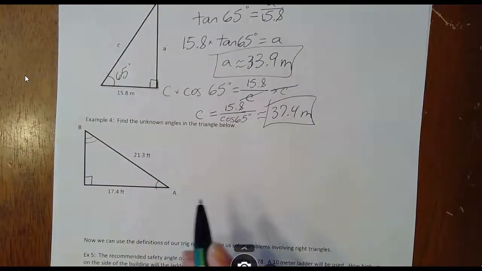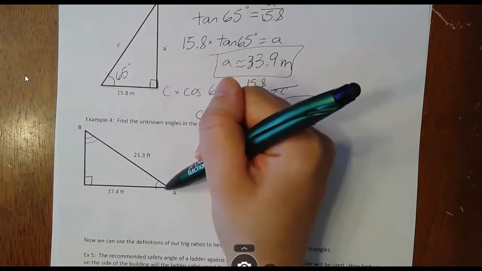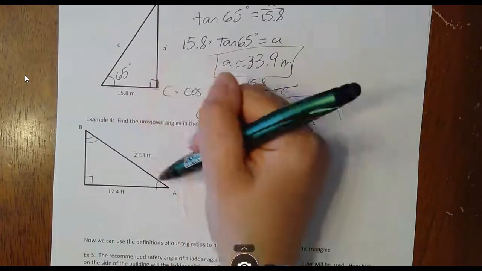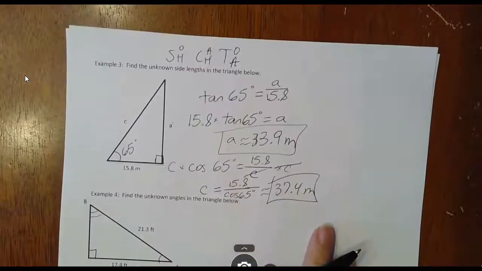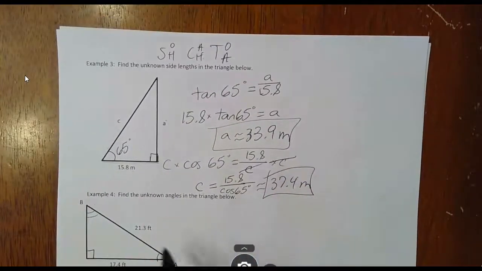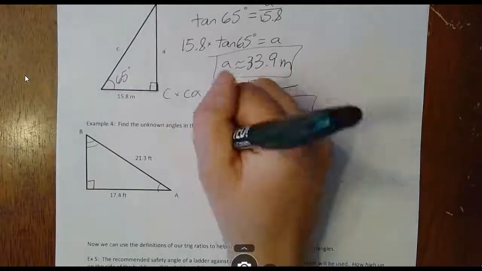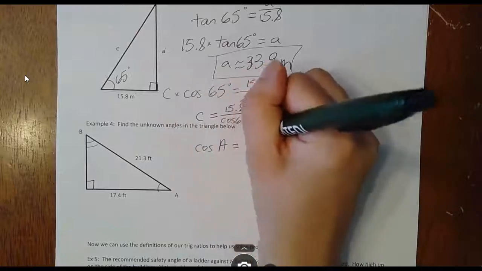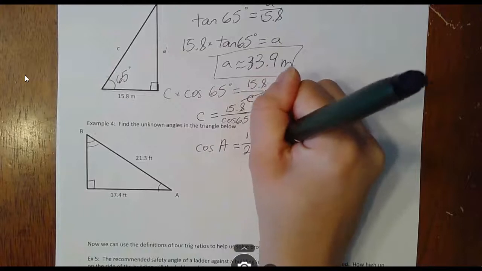We'll find A first. So if I want to find angle A, I have a side length that's adjacent to it, and I have a side length that's the hypotenuse. So if I'm looking back up here at which one has adjacent and hypotenuse in it, that's the cosine ratio. So the cosine of angle A equals adjacent, which is 17.4, over hypotenuse, which is 21.3.